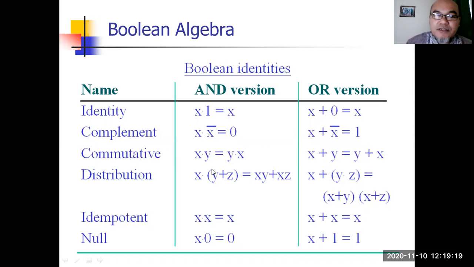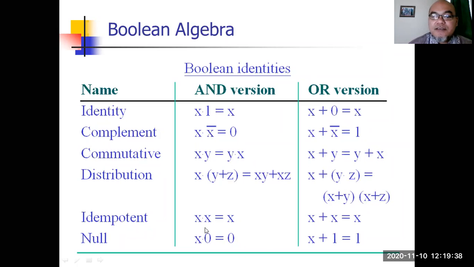There is also the distribution formula. For the AND version, x and (y or z) equals (x and y) or (x and z). x or (y and z) also equals (x or y) and (x or z). So for both versions.